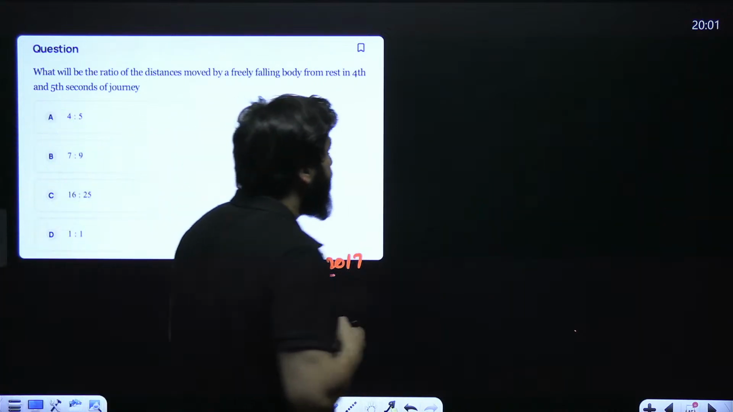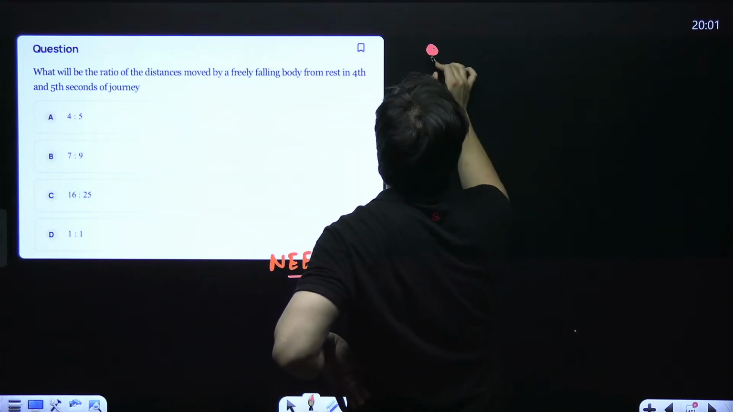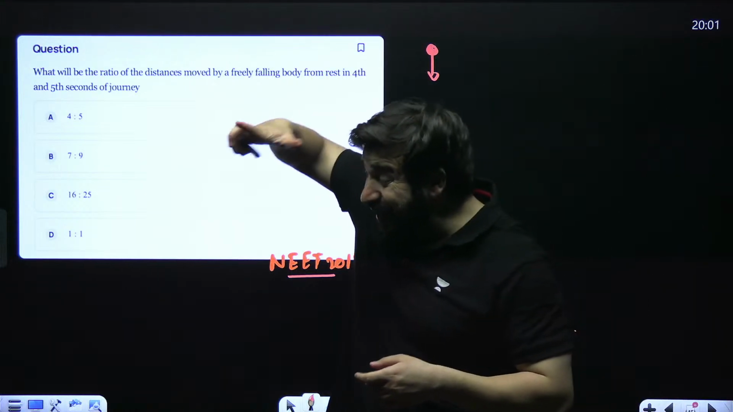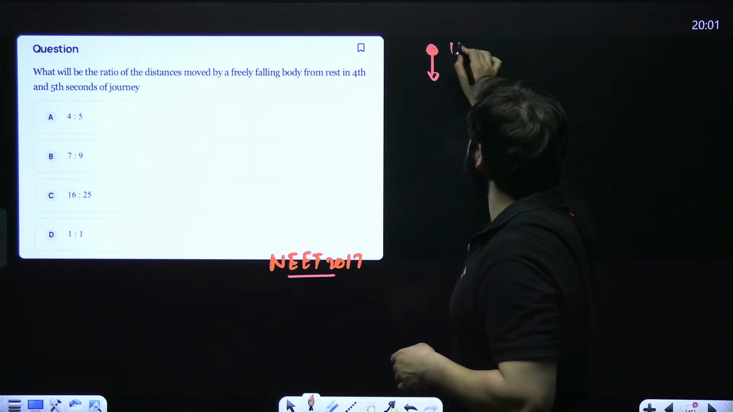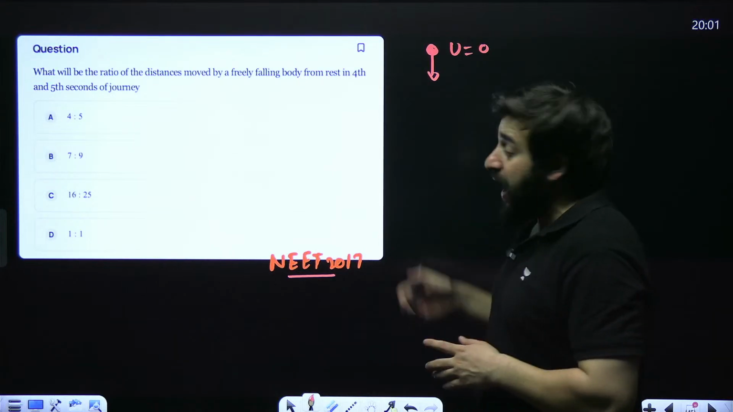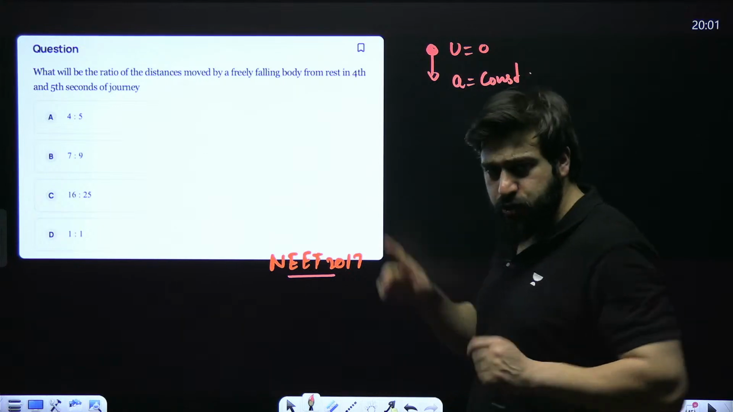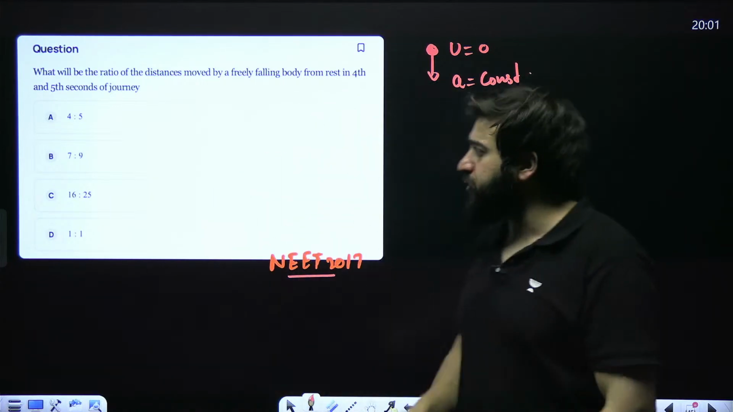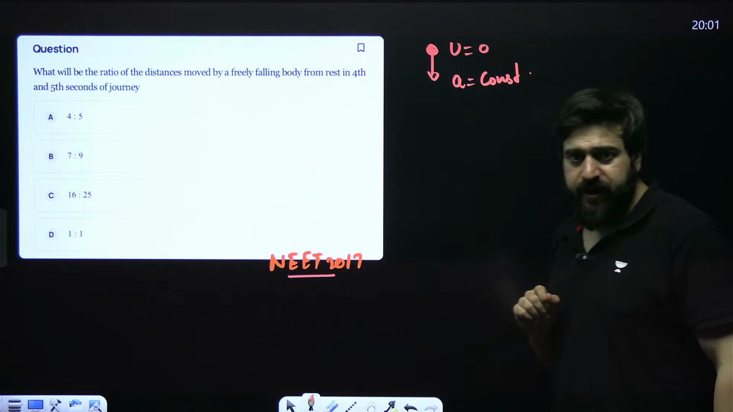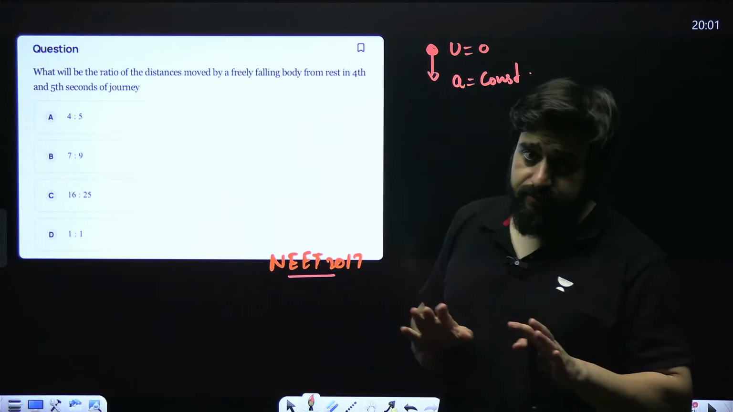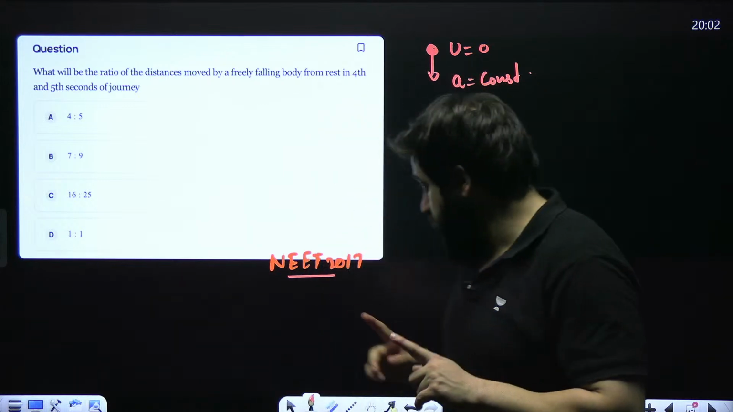Guys, see, if there is an object which is freely falling over here, always remember, whenever we release an object, its initial velocity is 0 and its acceleration is constant. Always remember, I'll teach you this also, but as of now, you remember, initial velocity is 0, acceleration is constant. So it means the condition will be satisfied.